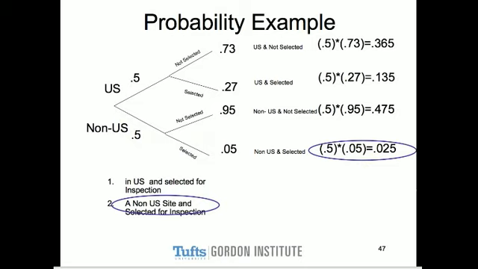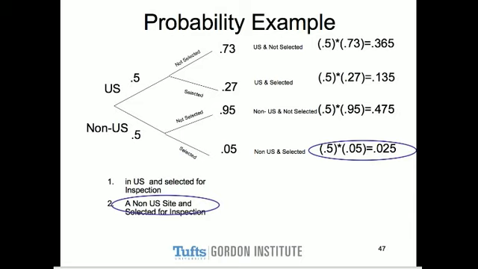And if we asked a different question, what is the likelihood that any site was selected for inspection, given that we are randomly selecting one of the sites? In that case, it needs to be it's U.S. and selected, or it's a non-U.S. and selected. And when we say or, you add those things up. So in this case, it would be 0.135 plus 0.025, which is 0.16. Okay?